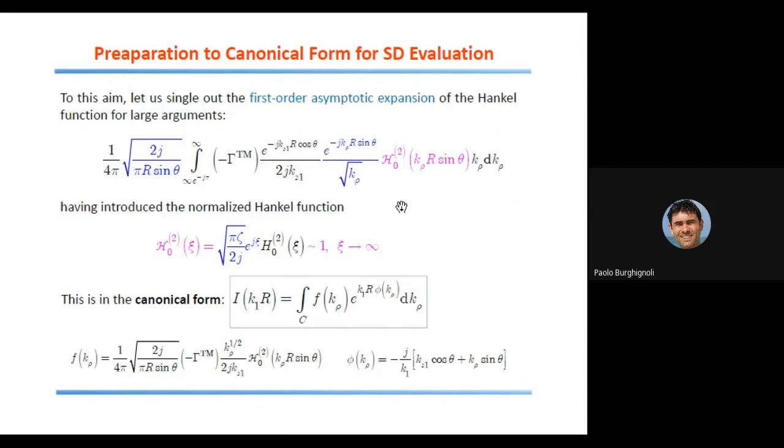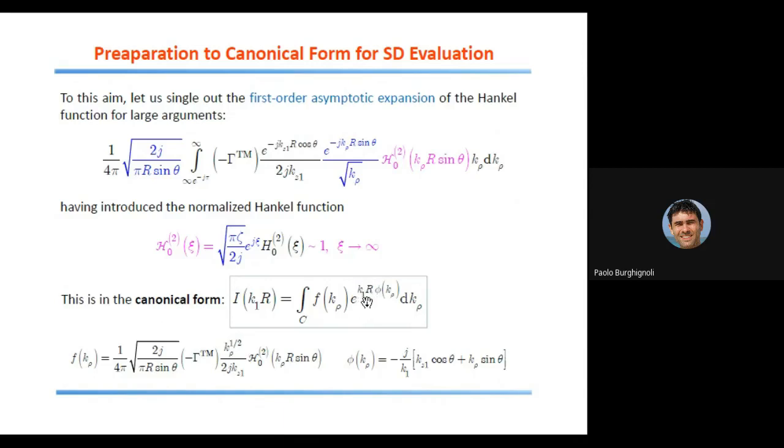The advantage of doing this is that now we have explicitly inside the integral an exponential, the blue exponential here, that we may join with the black exponential, and therefore we are able to express the entire integral in a canonical form. The canonical form is that the integrand is the product of a function f and an exponential in which the large parameter k1R is in the exponent.